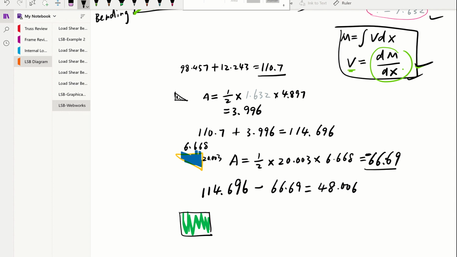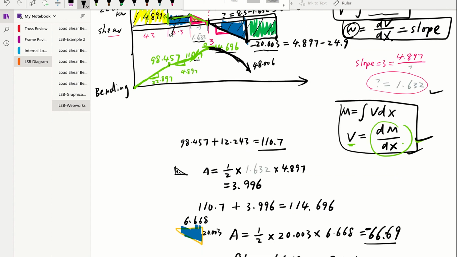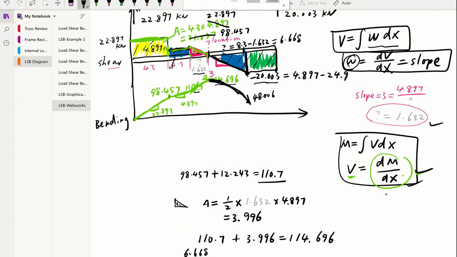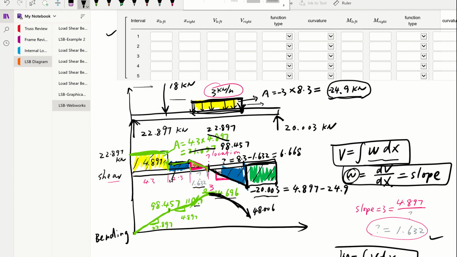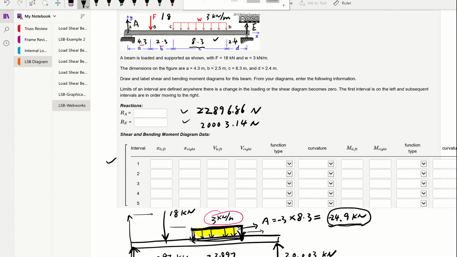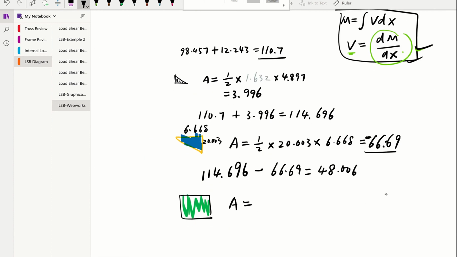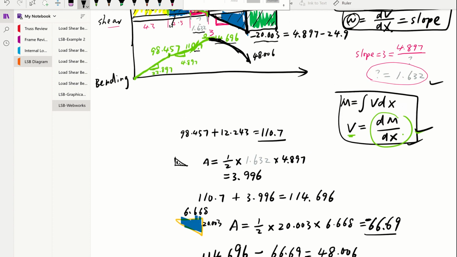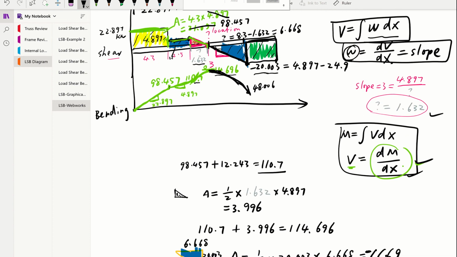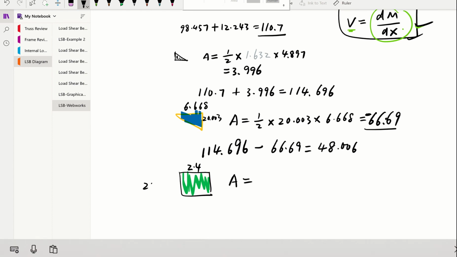Go ahead and integrate this last area. And this area, what's our base? What's the dimension here? What's our length? Go back, D. D is 2.4. So it's 2.4. And what's the dimension here on this length? It's going to be 20.003.